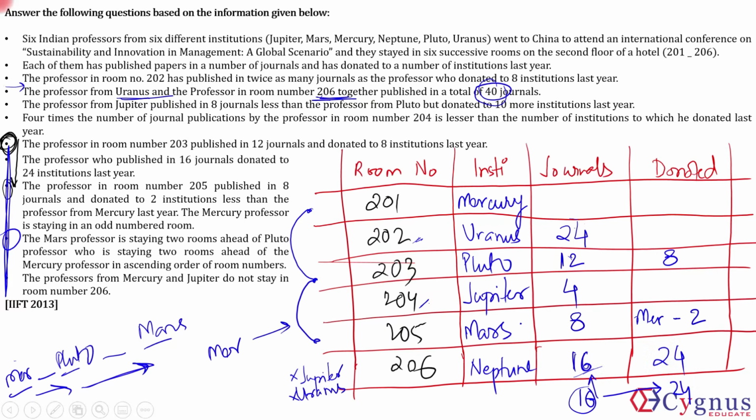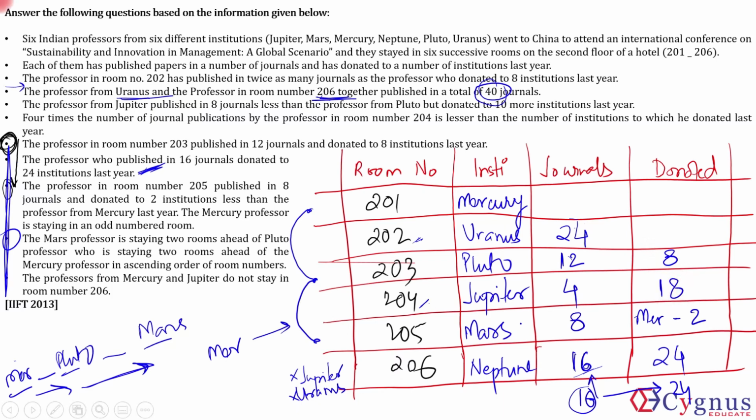This was already given to us in which statement? This statement here. Okay, now let's look at this statement here. The professor from Jupiter published in 8 journals less than the professor from Pluto but donated to 10 more institutes last year. So the Jupiter professor donates to 10 more institutes compared to Pluto. So he will donate to 18 institutes here.